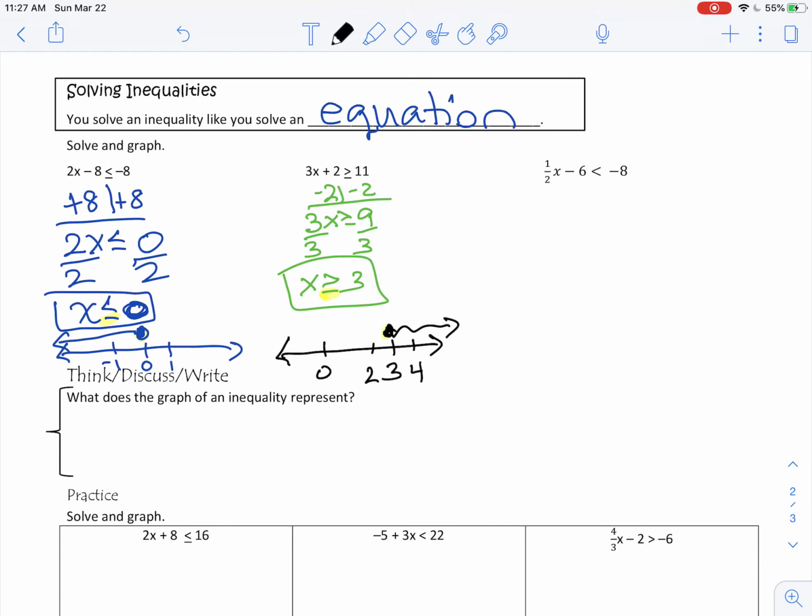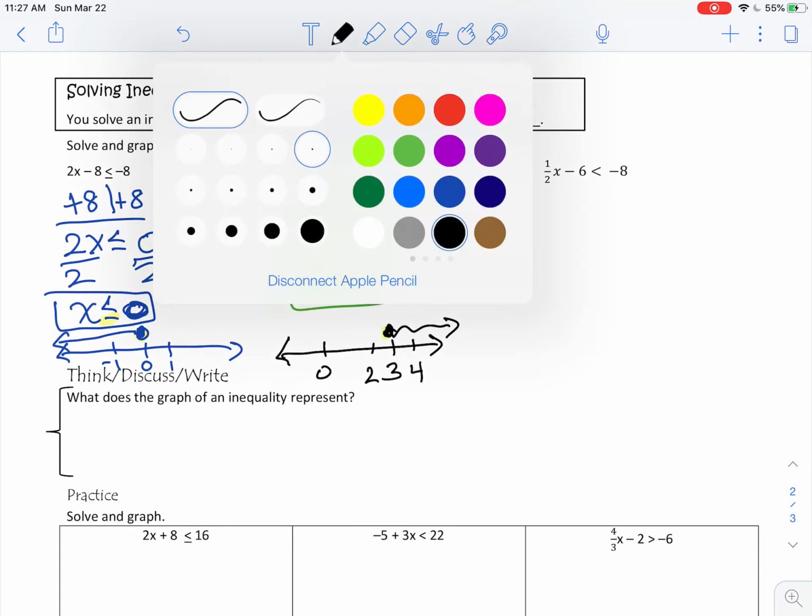Sometimes you see the graph kind of squiggly like that. You can choose to do a straight graph or a squiggly graph. That's up to you.